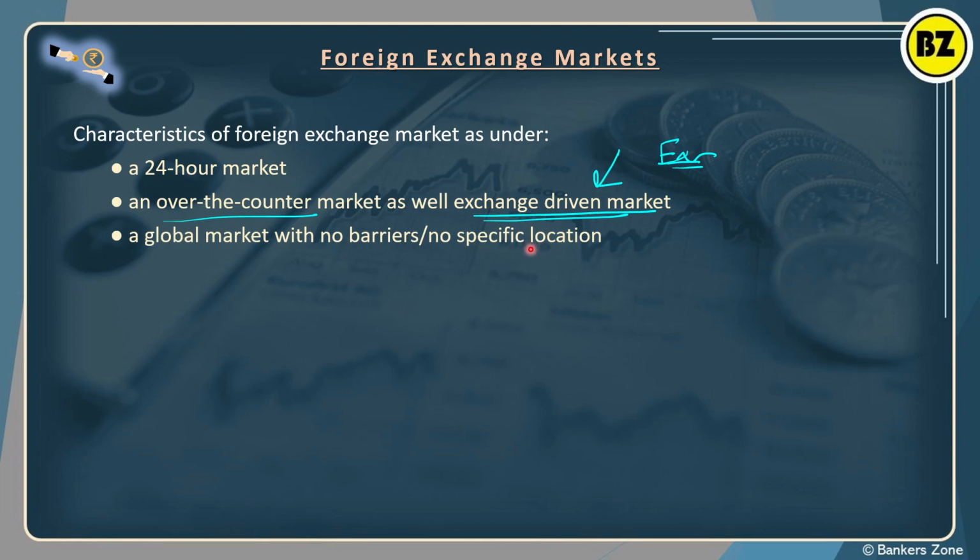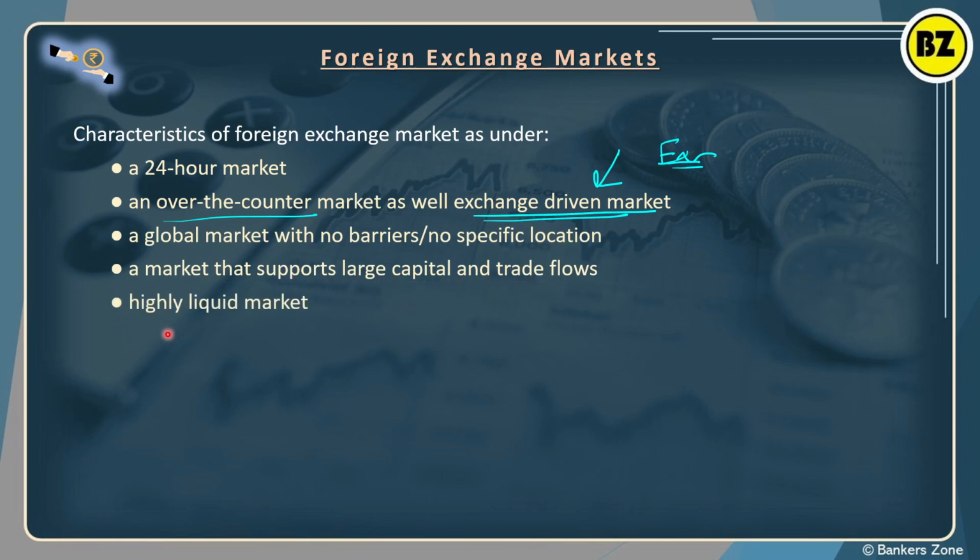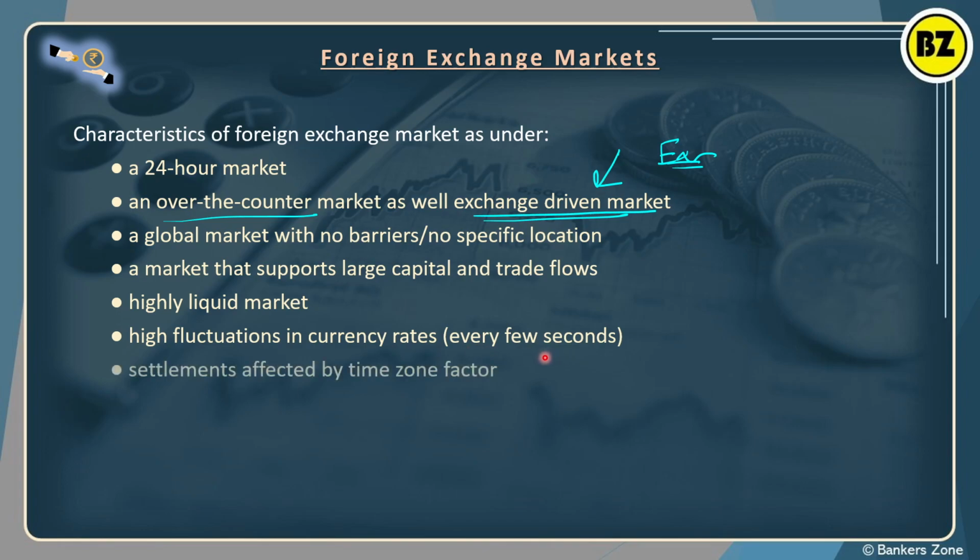What is the forex market? It is a 24-hour market. It may be OTC. It may be an exchange-driven market. It is a global market. It is a market that supports large capital and trade flow. It is a highly liquid market. See, every 4 seconds the value changes. That means it is a highly liquid market. The high fluctuation in currency rates every few seconds, that means almost every 4 seconds the currency rate changes.